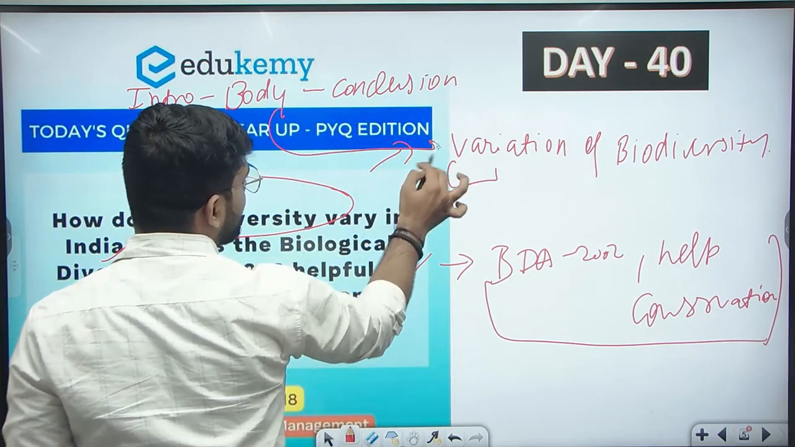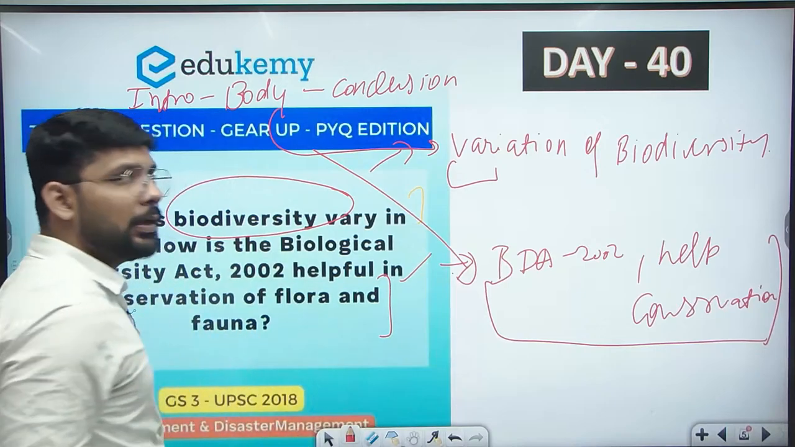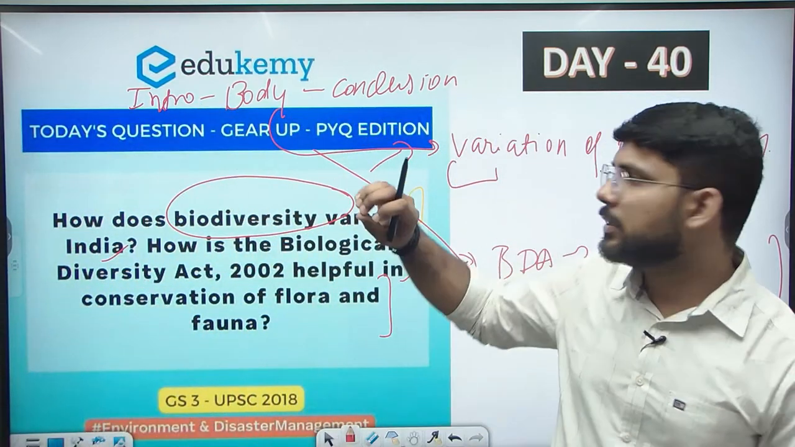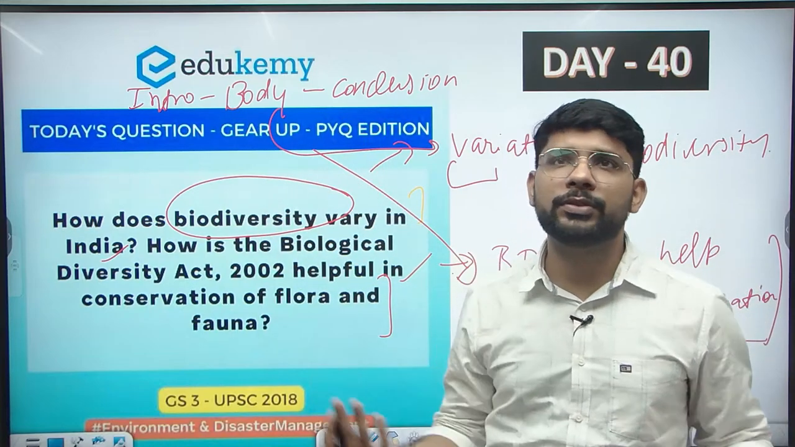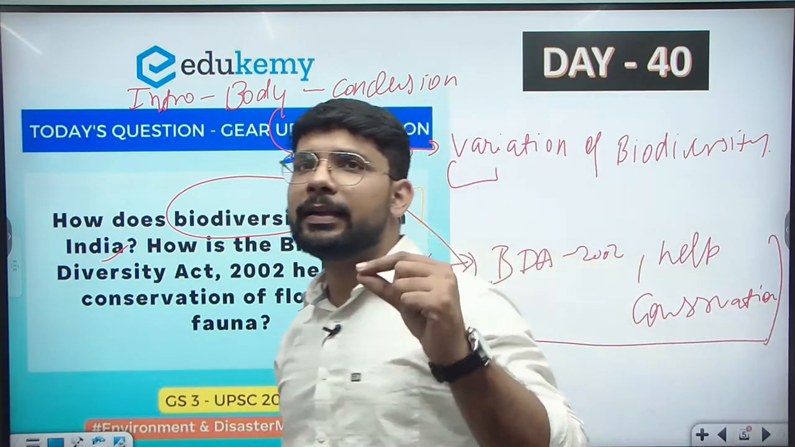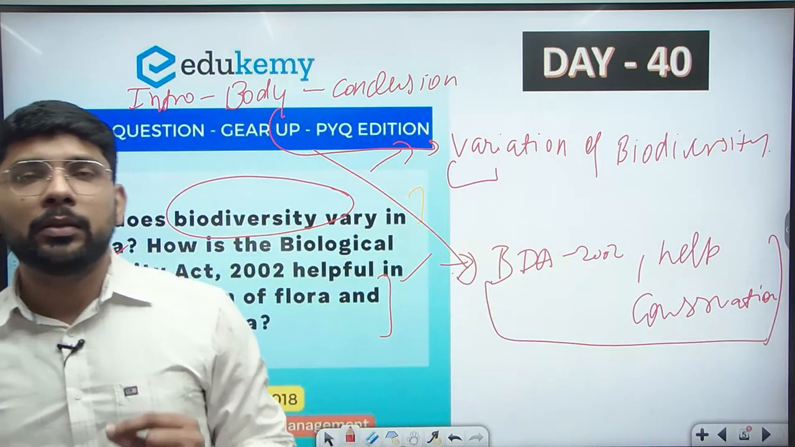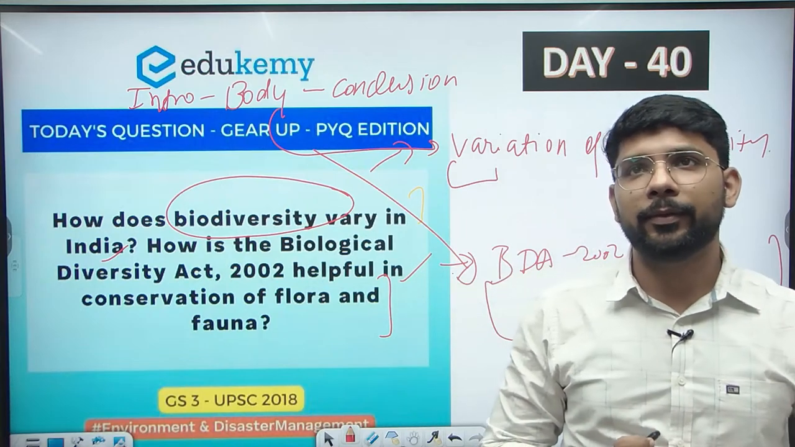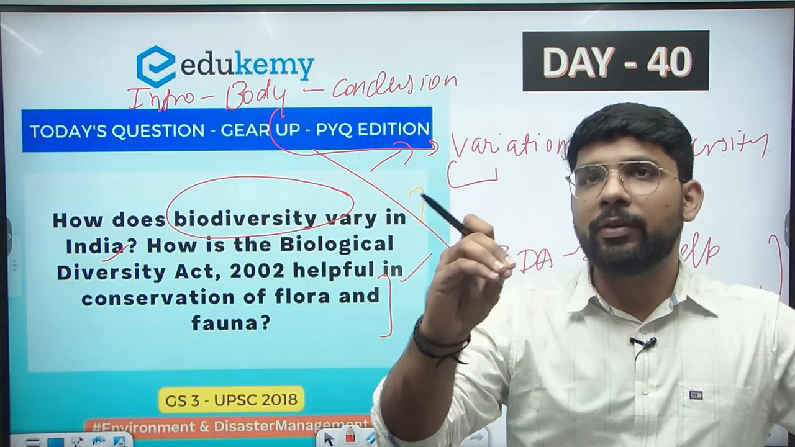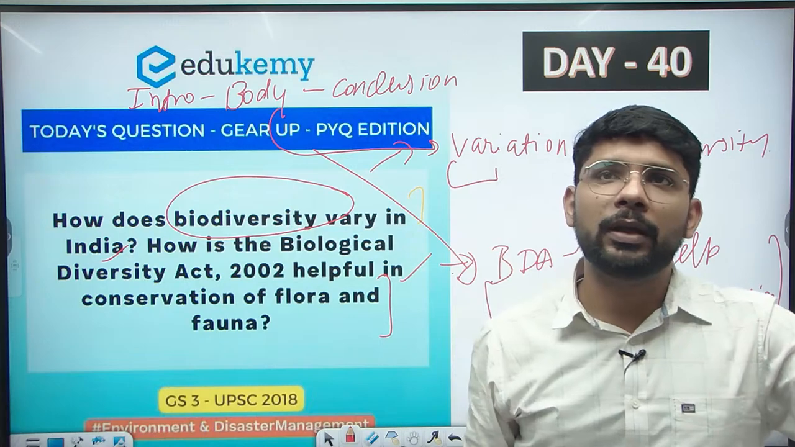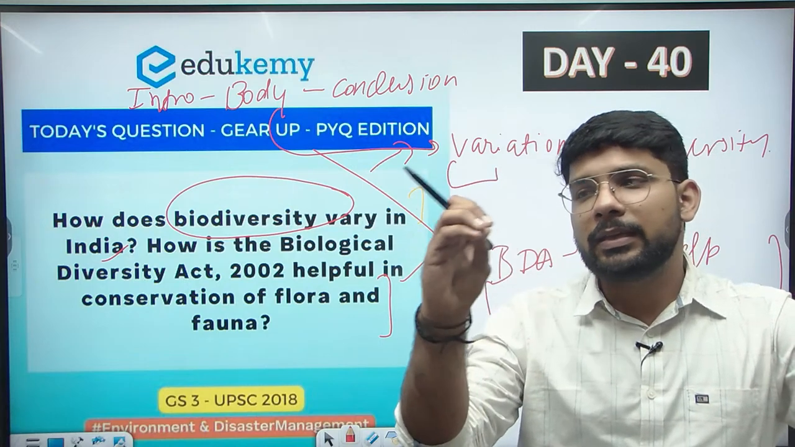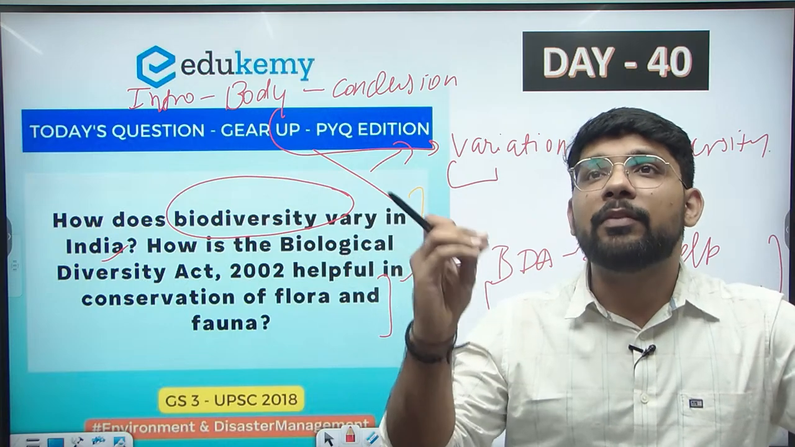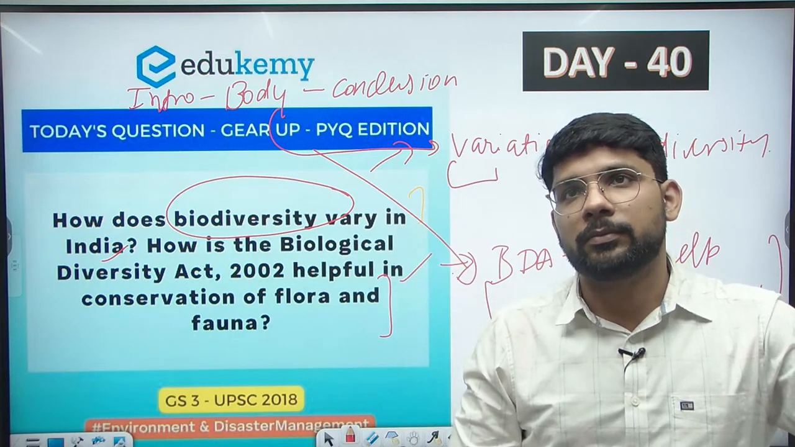In the body you can write these parts, but in the introduction you will define biodiversity. The question is specifically asking how biodiversity varies in India, so we can directly define it. Biodiversity includes the flora and the fauna of a specific area, the living organisms, which includes both. It can vary from place to place, and it can vary between species.